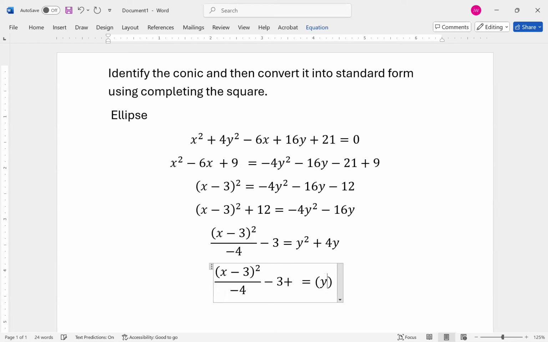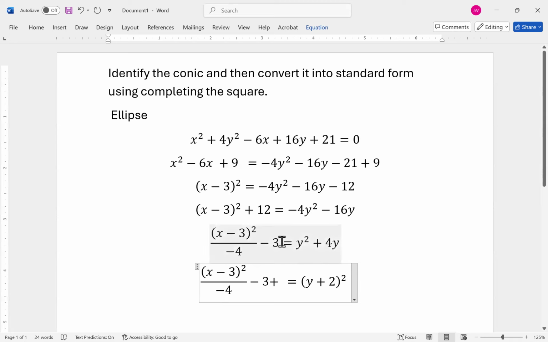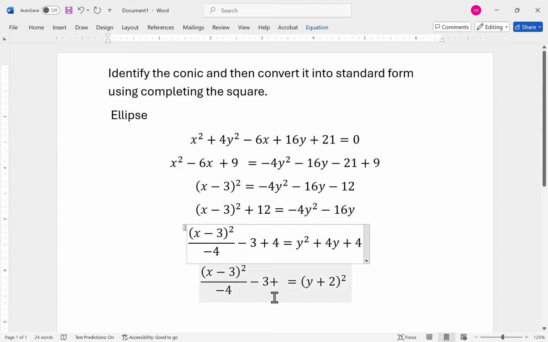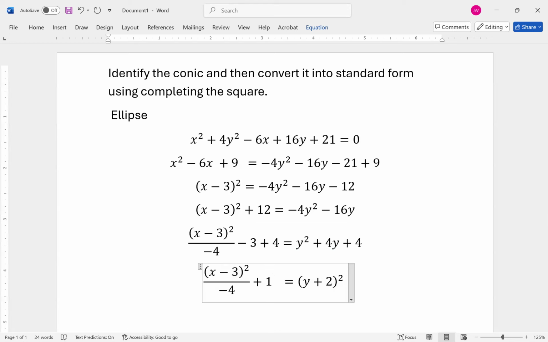And I do it the same way I always do. I divide this coefficient of y by 2. 4 divided by 2 is 2. And then I square that, and I say that means I needed to add 4 to both sides of this equation. So I add 4 on the left-hand side, and then add 4 on the right-hand side. Negative 3 plus 4 gives me a 1. And that's what I get.